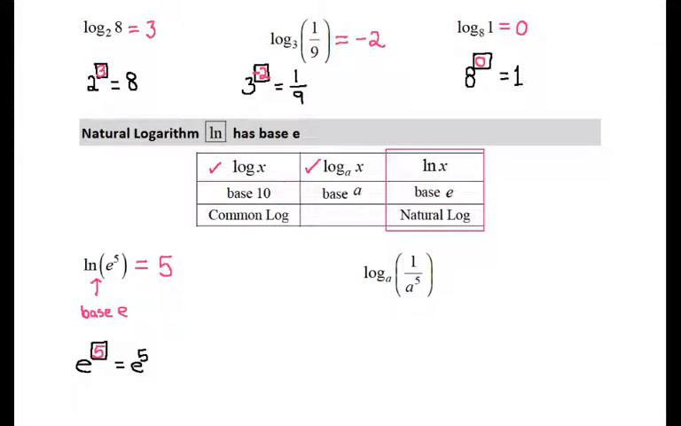I can answer a general question about a log with a as the base, even without specifying a number. As long as I can answer the question, what power would I raise a to get 1 over a to the 5th, then I can evaluate it. So I know that this power would have to be negative in order to get the reciprocal. It would also have to have a 5 in it in order to get that power of 5. So this is equal to -5.